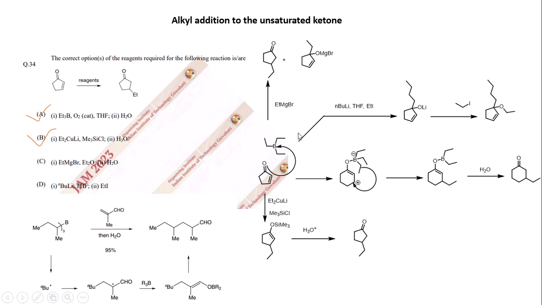gives the 1,4-addition product. But here the ethyl magnesium halide always gives both the 1,4 and 1,2 addition products, and n-butyl lithium only gives the 1,2 addition product. So options A and B are correct. This has been taken from the Carothers group, where the trialkyl boron always adds in a 1,4-addition fashion and gives the 1,4-added product.